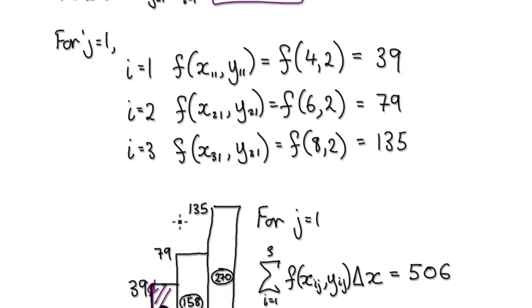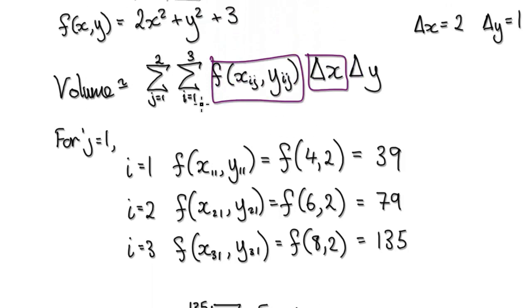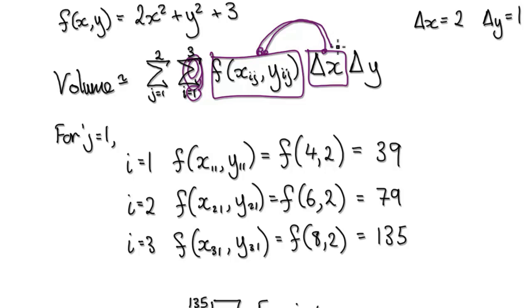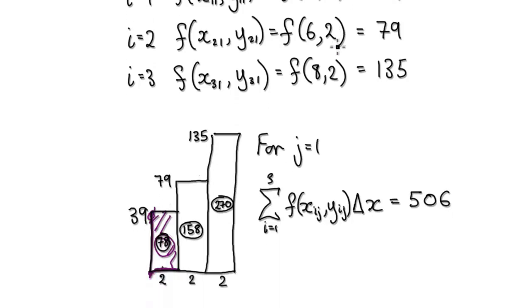And then looking at this, it loops around again. So you've got to get the height times this, and then it loops again, and then you've got to get this times this. Basically, you're really summing up all three areas. Well, the area of this is 158. The area of the last one would be 270.